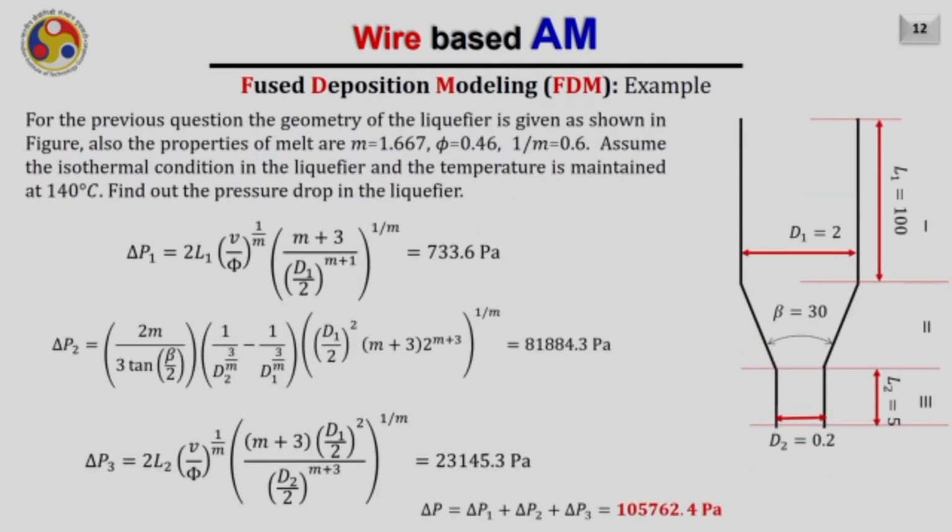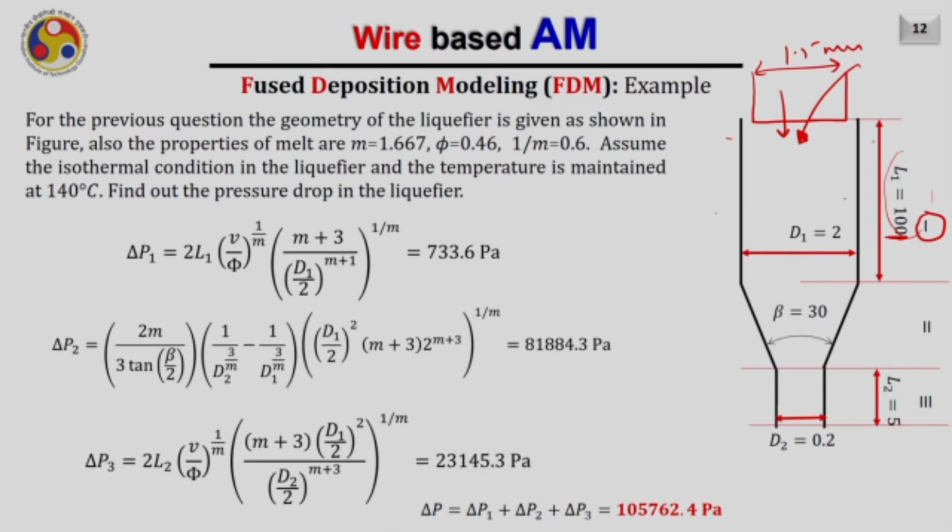Now, in the previous question, it is further asked about the geometry of the liquefier given here. This is the geometry of the liquefier, where the nozzle opens towards the wire which is coming into it, and the diameter of the wire we already know is 1.5 mm. The nozzle diameter is 2 mm, and then the length of the liquefier where the heating coils are given, corresponding to zone 1, is 100 mm.